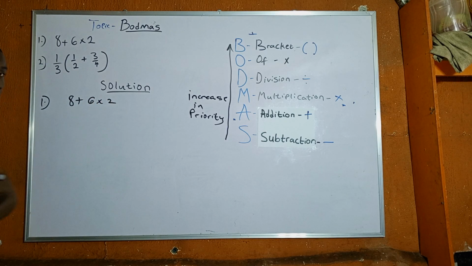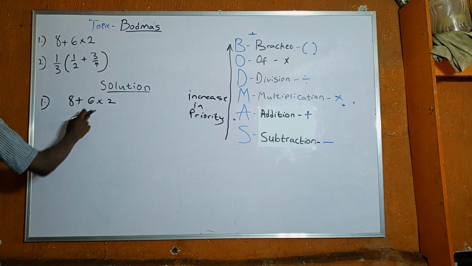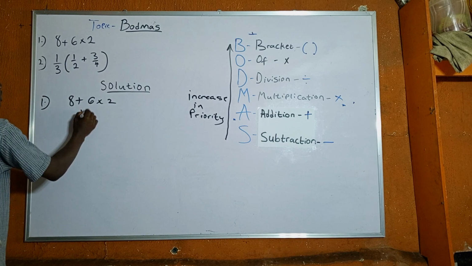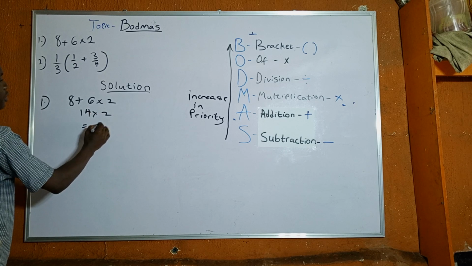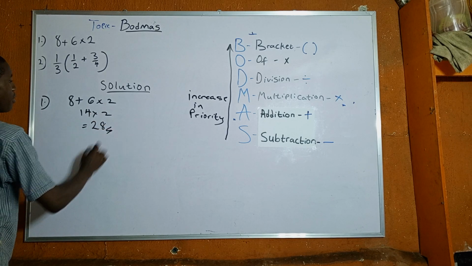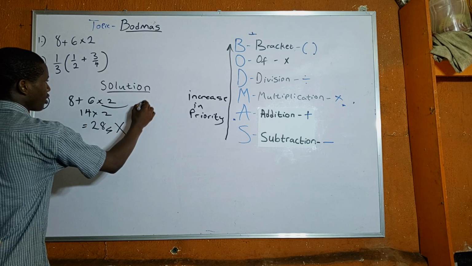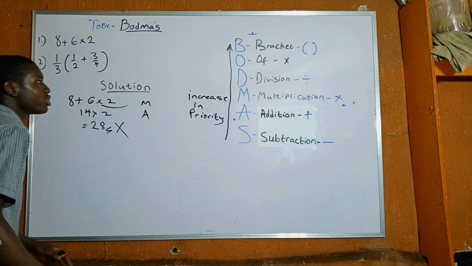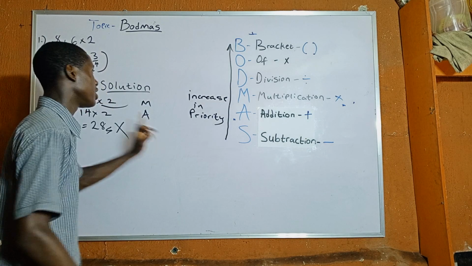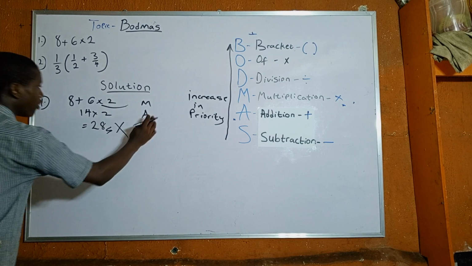So if I don't know BODMAS, I would have just said, okay, 8 plus 6, that is 14. Then multiplied by 2, which will give you what? 28. But that is wrong. Because according to BODMAS, we have multiplication, and we have another thing called addition. And multiplication comes first before addition. So what I'm to do is to solve for multiplication first before addition.